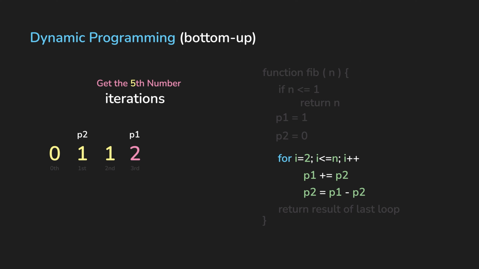If this confuses you, just think that we are assigning the middle number of the updated p1 and p2 to p2, which is p1 minus p2. After looping until n, we will return p1. So that was dynamic programming.